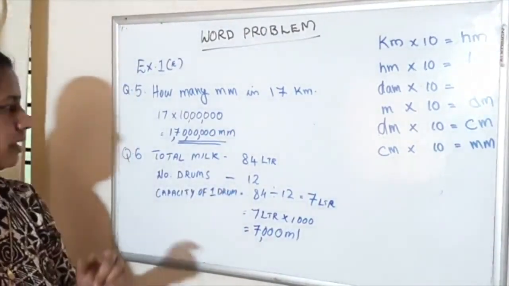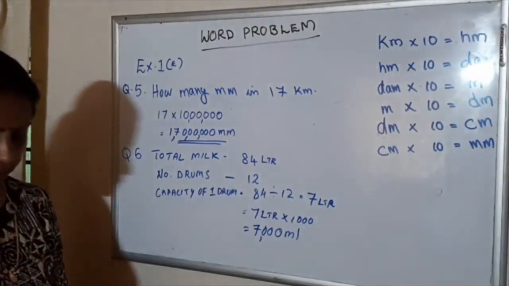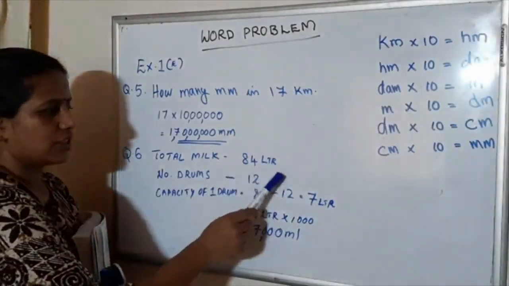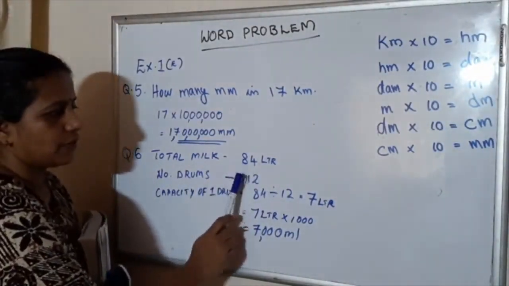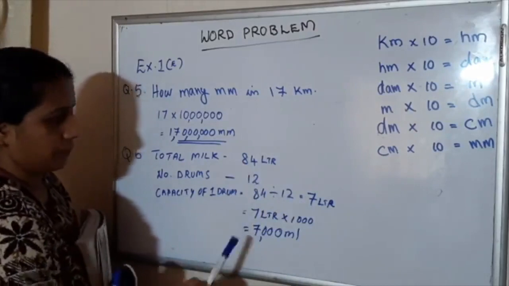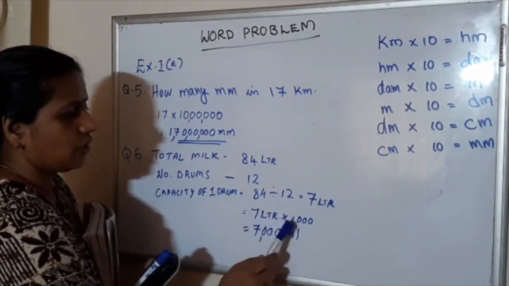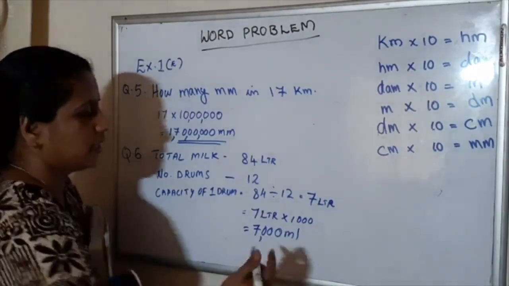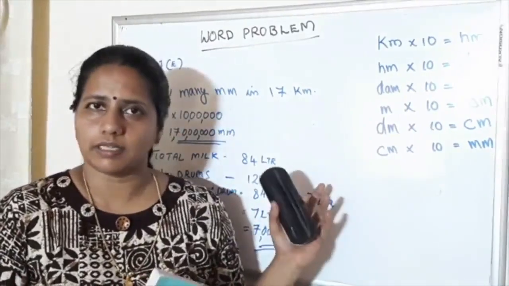Okay. Next question number 6. That is, 12 drums of milk have 84 liters of milk in them. Find the capacity of 1 drum in milliliters. Total milk is equal to 84 liters. Number of drums is equal to 12. Capacity of 1 drum is equal to 84 divided by 12 is equal to 7 liters. That is liters to milliliters. Convert liters to milliliters. So 7 liter into 1000, that is 7000 milliliter. Okay. Rest of the problem I will give as assignment.